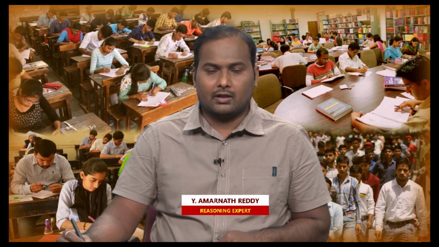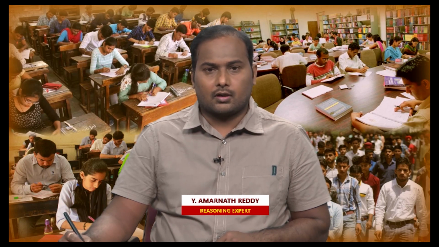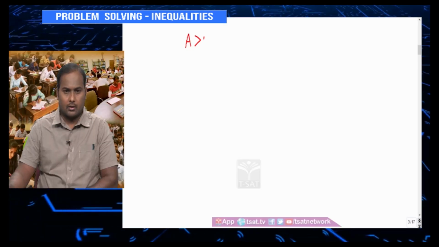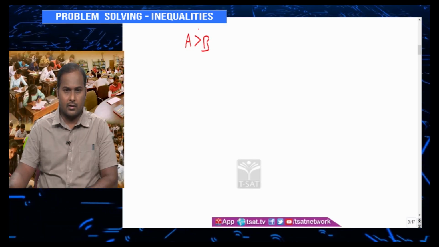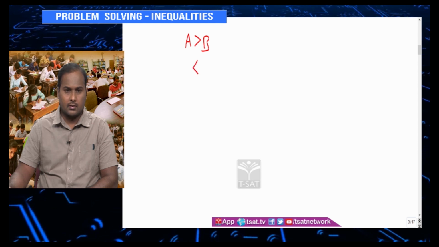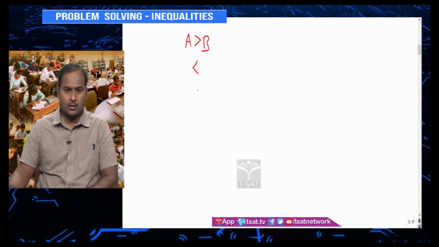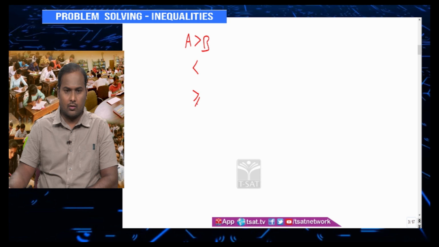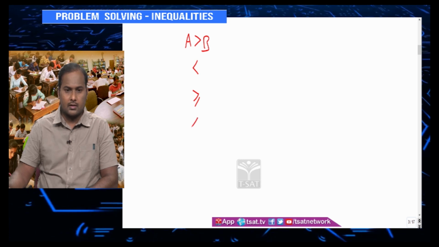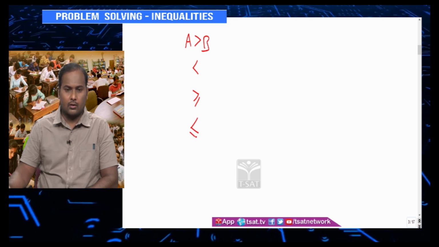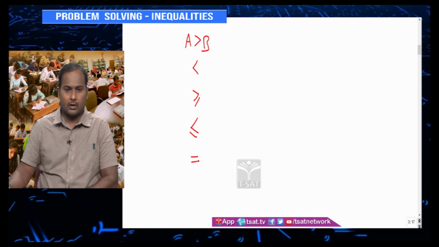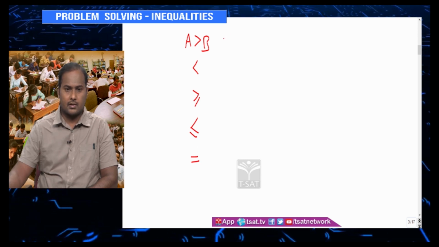In problem solving, inequalities. Generally in inequalities we have different signs. For example, he will give A greater than B. So the symbol here is greater than, in the same way less than, in the same way greater than or equal to, in the same way less than or equal to, and equal to. So these are the 5 signs.